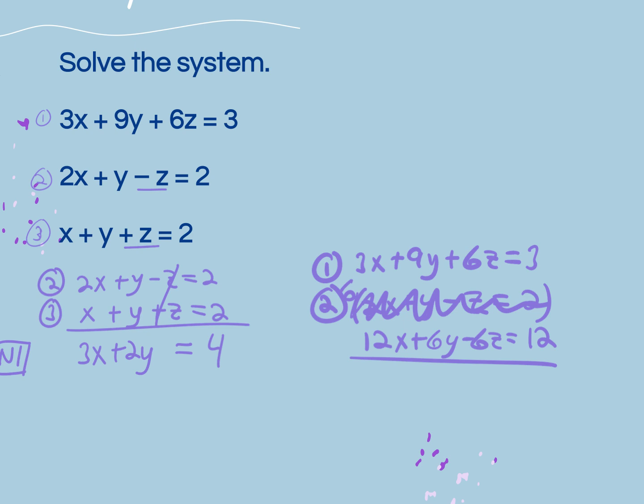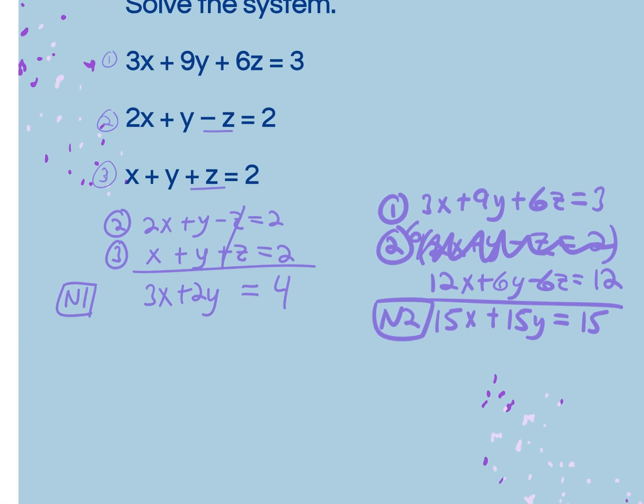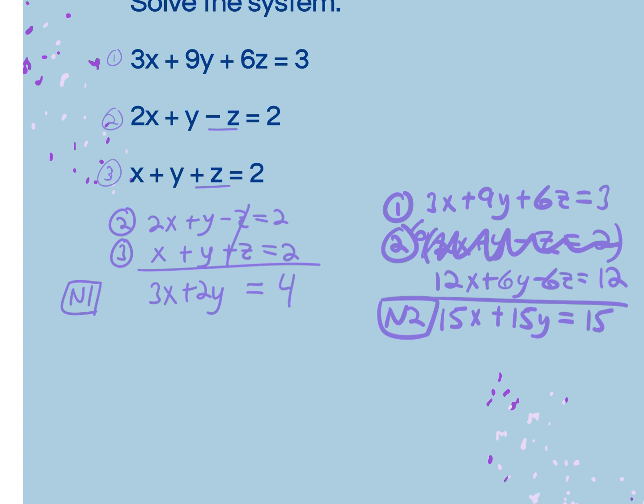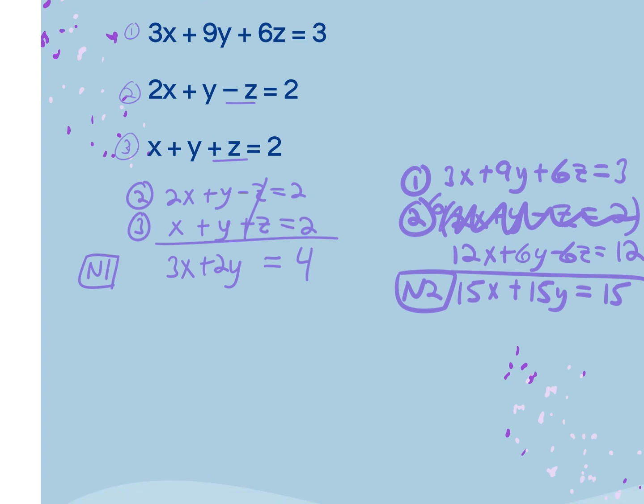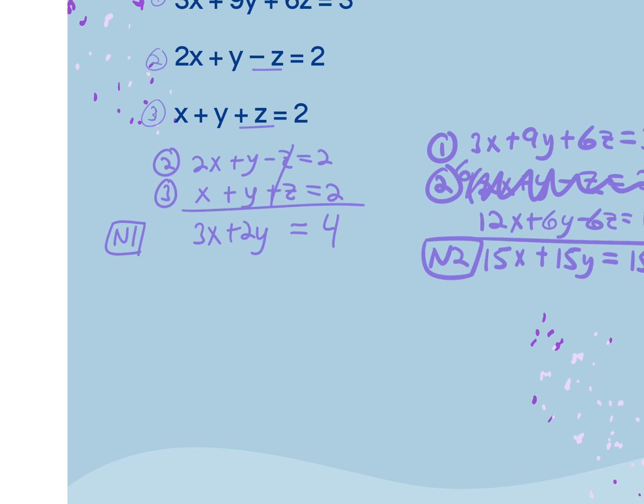All right, and when you combine those 2 equations, what are you left with? Good, right? 15x plus 15y equals 15. And so this is our new equation number 2. All right, so the beginning is the hardest part. But once we get that far, it shouldn't be too bad. All right, what should we do now?